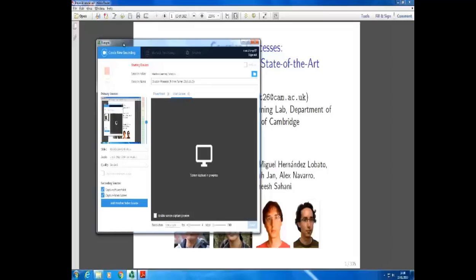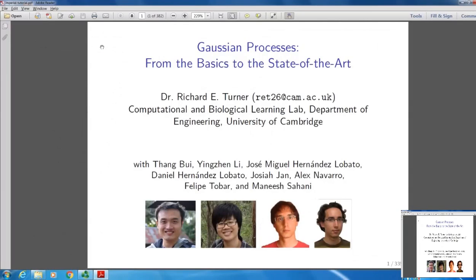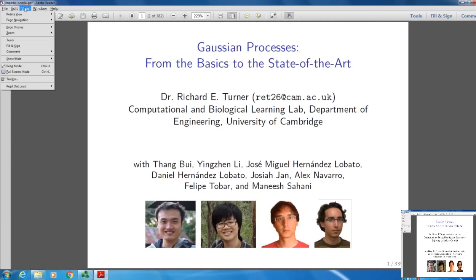From the real basics. So what we'll be doing is starting from a multivariate Gaussian distribution, building from there and telling you what this beautiful object called a Gaussian process is. Talk about some of the issues to do with Gaussian processes. So this is a general purpose tool that we can use in lots of different machine learning problems.